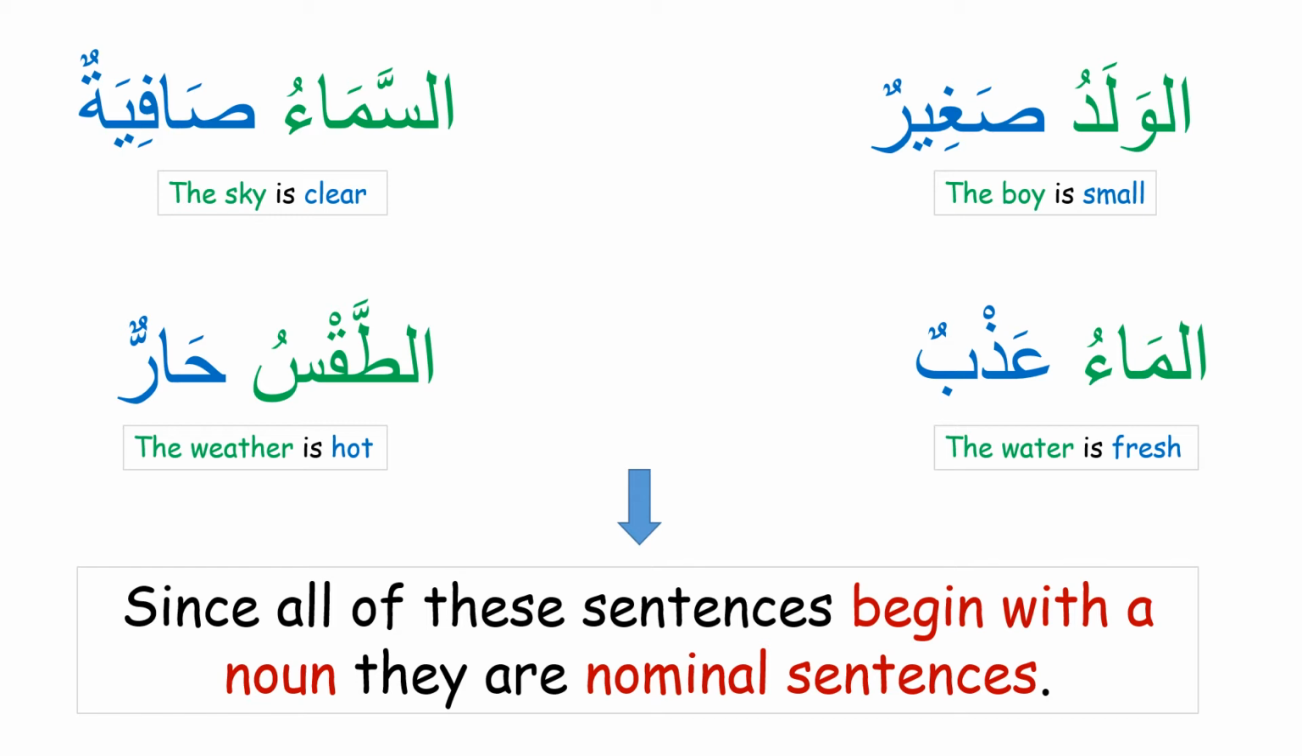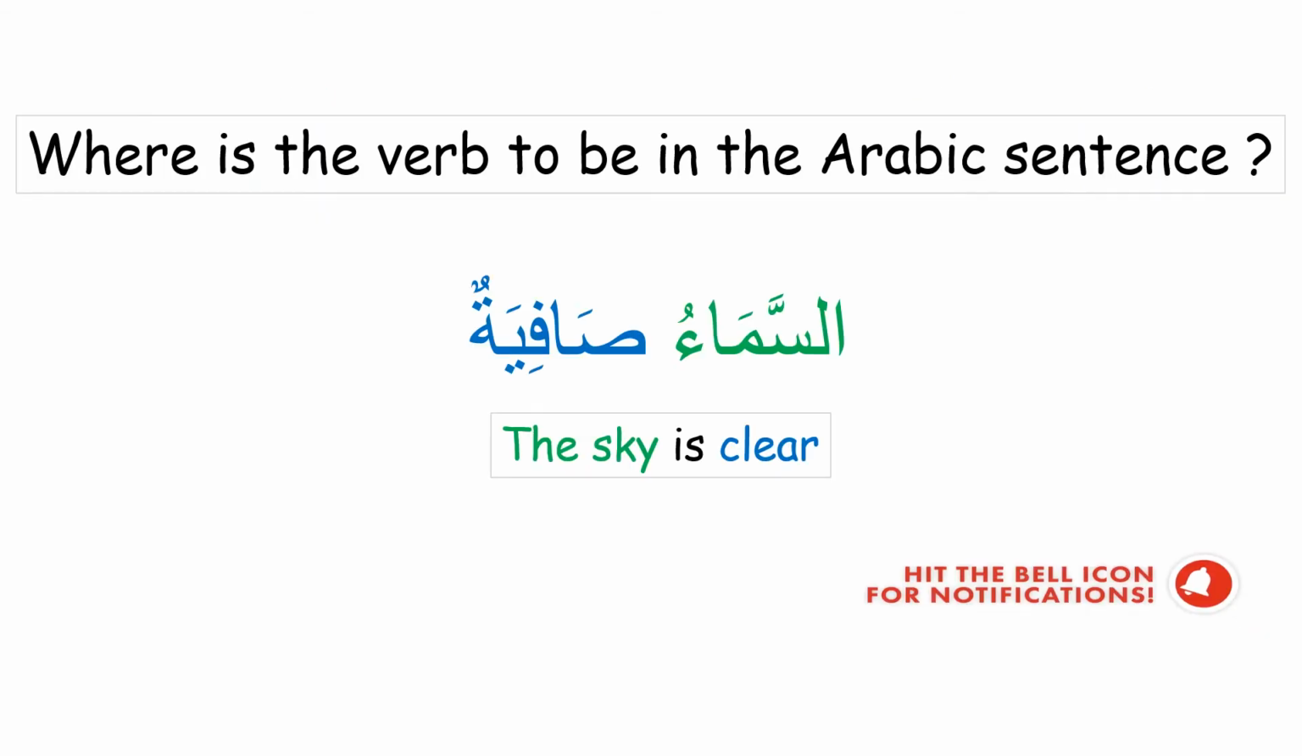And again, please let me set the record straight. These are classified as nominal sentences based only on the first word rule. If the first word is a noun, then it is a nominal sentence. It has nothing to do with the omission of the verb to be. Speaking of, where did the verb to be go?